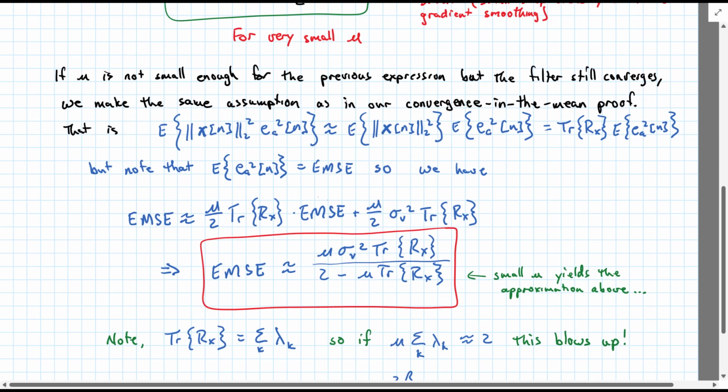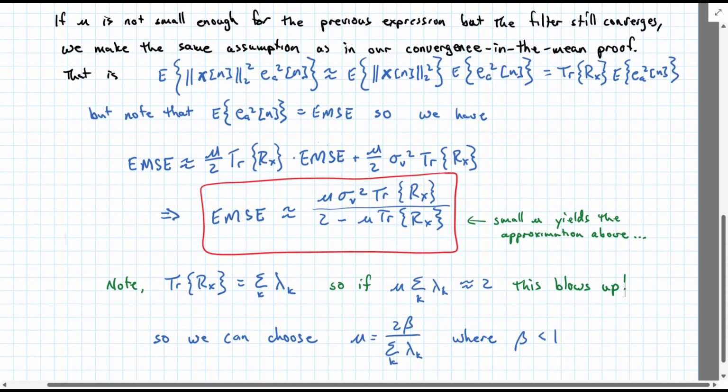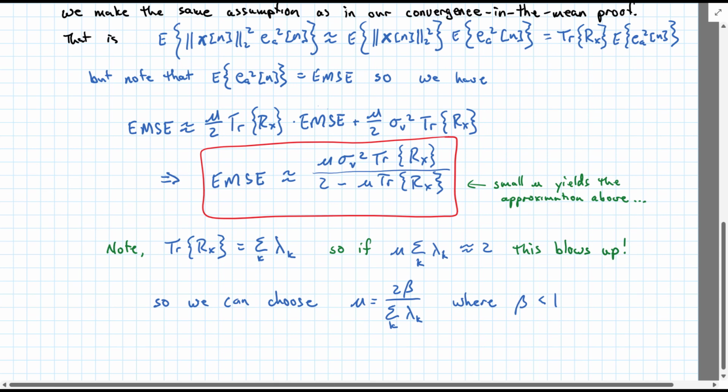So in this expression, mu shows up in the numerator, so as mu decreases, so does our excess mean squared error. It also shows up in the denominator. So in order to keep this from blowing up, we want to make sure that mu times the trace of Rx, which by the way is also the sum of the eigenvalues of Rx, is not anywhere near 2. It needs to be below that. So as mu times the trace of Rx approaches 2, then we have 0 in the denominator. This expression blows up.